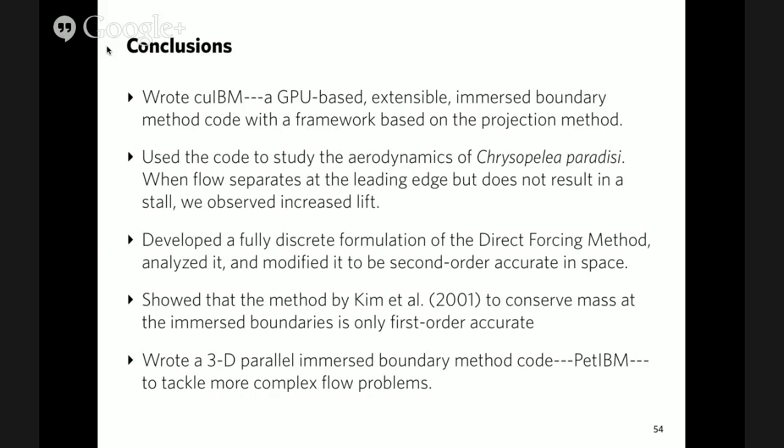The experiments that you are comparing to are stationary sections. They are not moving geometries.